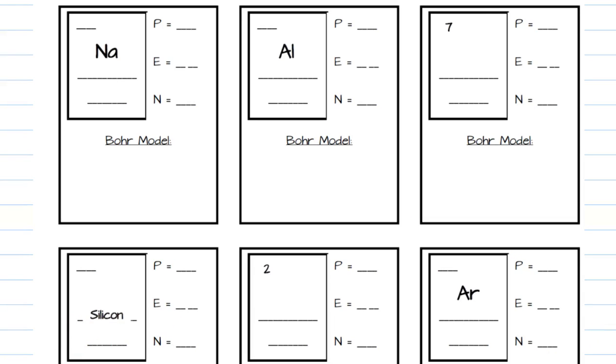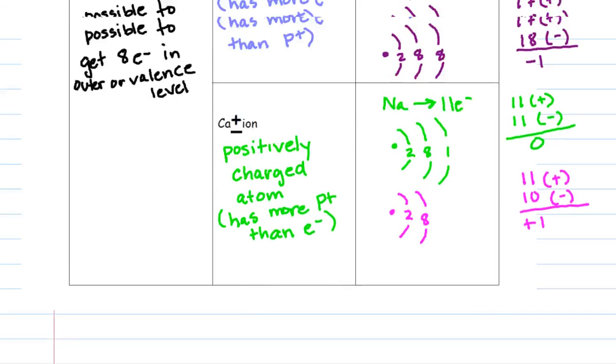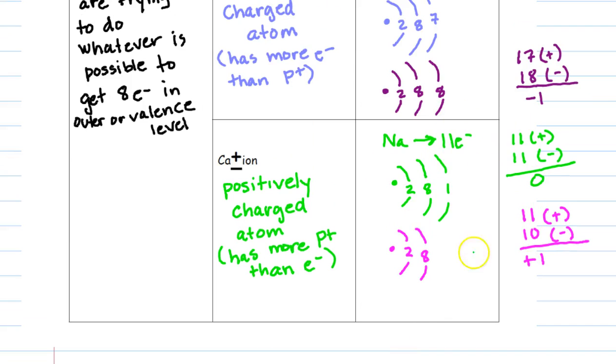Okay, we're going to fill out these charts with the atomic number, the mass number, the number of protons, the number of electrons, and the number of neutrons in each of these atoms. We're also going to draw a Bohr model. We drew a Bohr model in the last exercise when we drew the atoms in this form, where we showed exactly how many electrons were in each of the outer shells. So this is a Bohr model. And we're going to draw those in this section also.